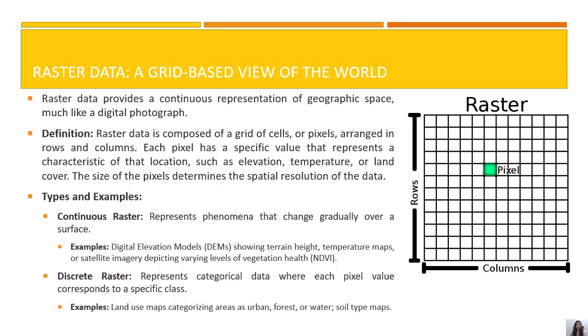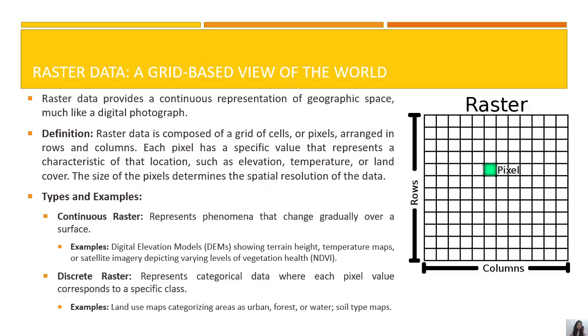There are two types of raster data: continuous raster and discrete raster. Continuous raster represents phenomena that gradually keep changing over a surface. For example, a digital elevation model showing terrain and height, or temperature maps that can show different types of analysis. The same goes for NDVI. Based on satellite images at various times, with a continuous raster, you can present all those things in a proper visualization.